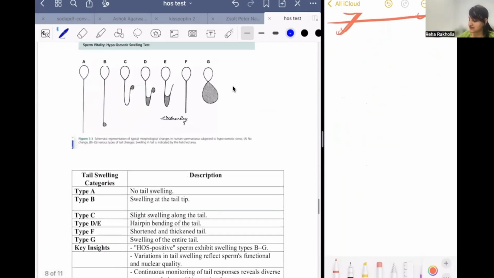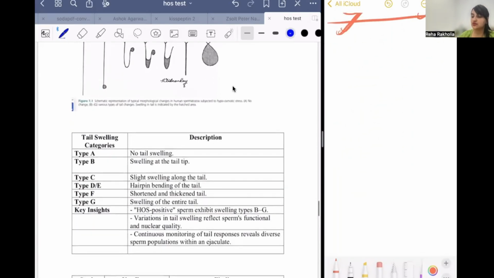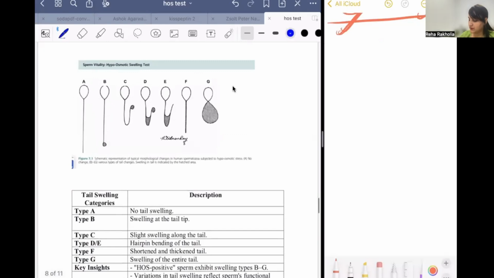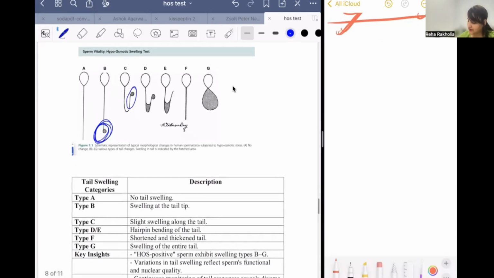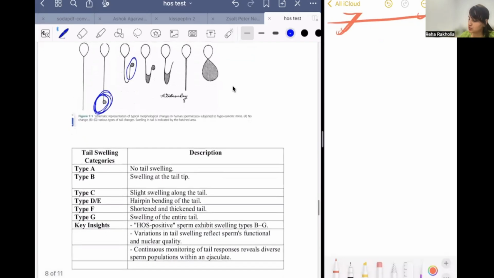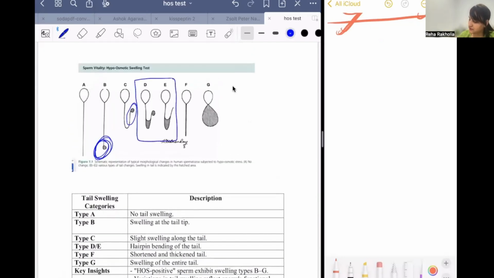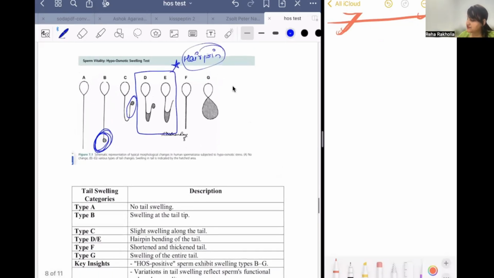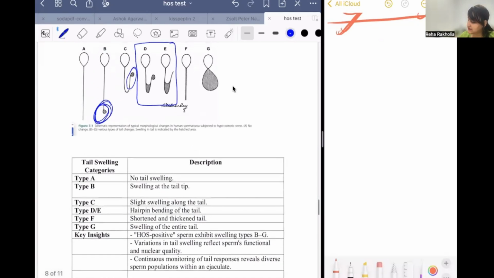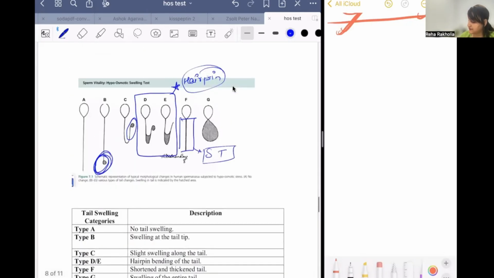Now we'll talk about the HOS test classification. Type A is no tail swelling. Type B is swelling on the tip only. Type C is slight swelling along the tail. Types D and E are where the tail bends into a hairpin shape. Then type F is where the tail appears shortened and thickened. Type G is swelling that occurs along the entire tail.